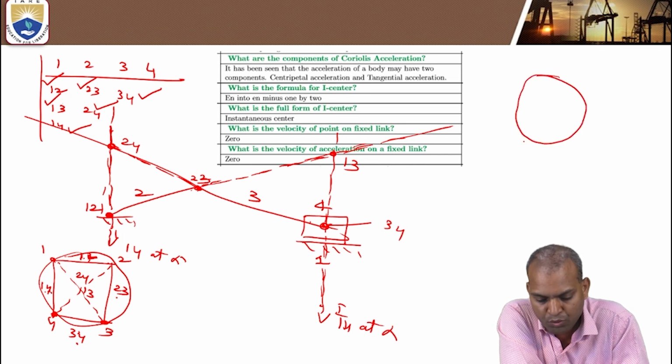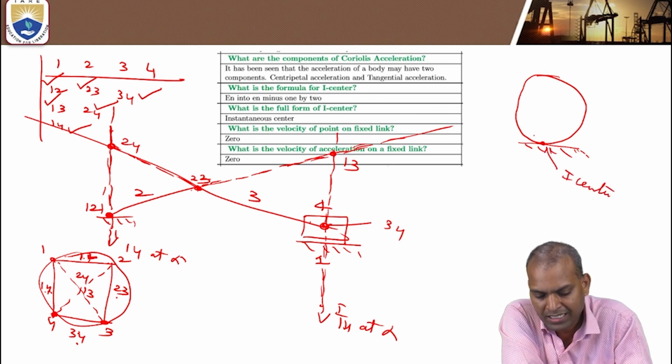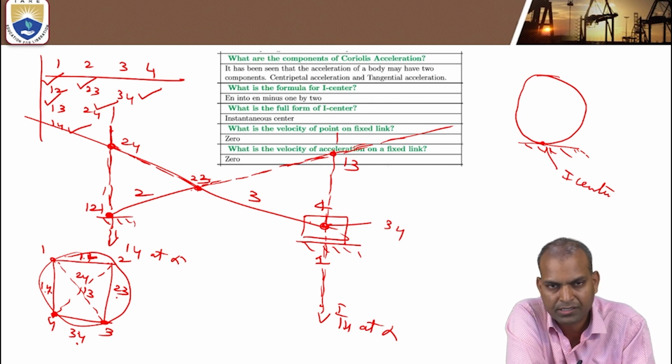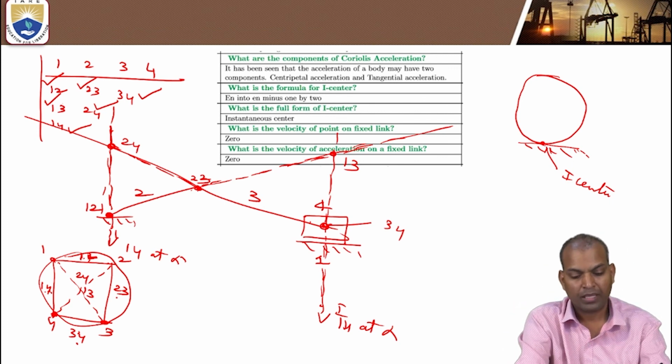Now one more thing. If the body is moving on a road, this is the I-center. The relative motion of this link with respect to the fixed link, this is the contact. This is the I-center about which it rotates. It is the point contact, and it is also known as higher pair contact.